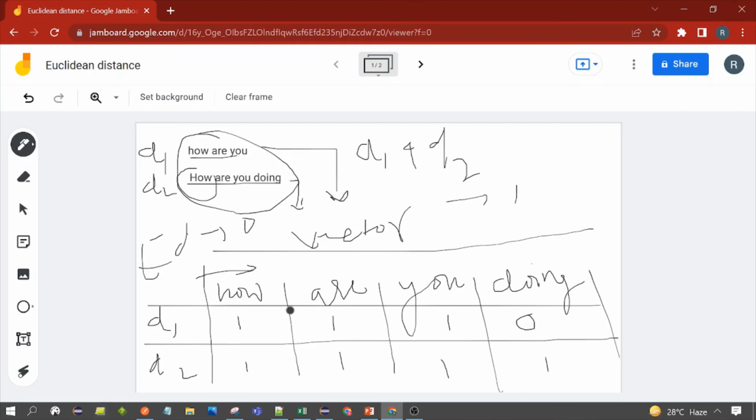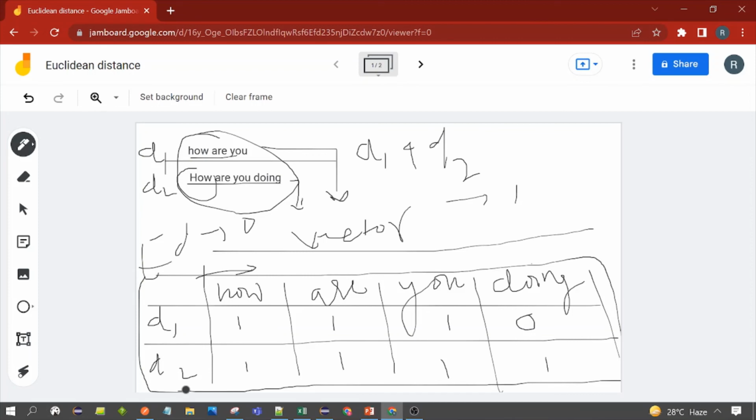So this is how you can calculate the Euclidean distance for any documents or any sentence. First you should understand this very well, how you can get the vector from the text. We will see the different techniques of getting vectors from text in coming videos. But for now, just understand this simple technique.